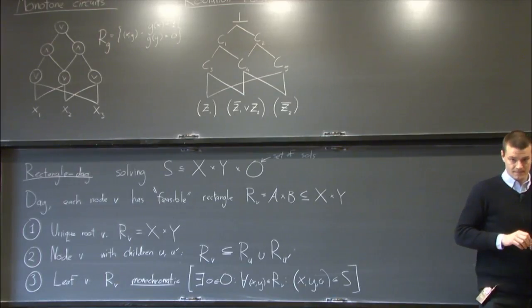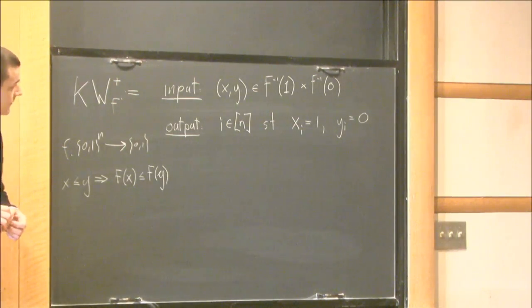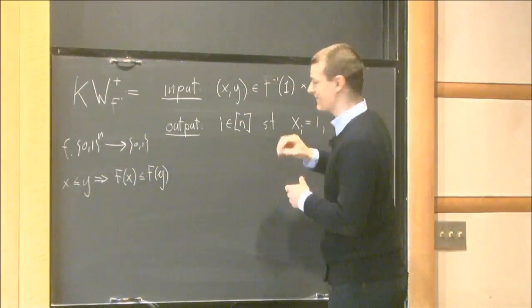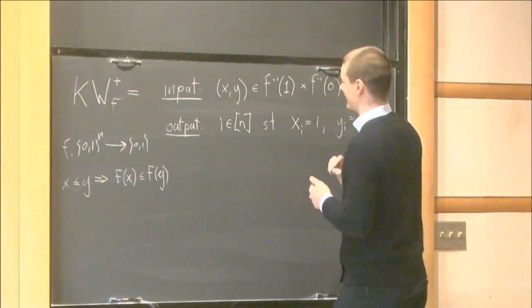Capital Y is f inverse of 0. Sorry, you just said capital X is f inverse of 1, and capital Y is f inverse of 0. And then, okay, capital X is... Oh, there shouldn't be any capital. Yeah, I was criticized about my handwriting before.